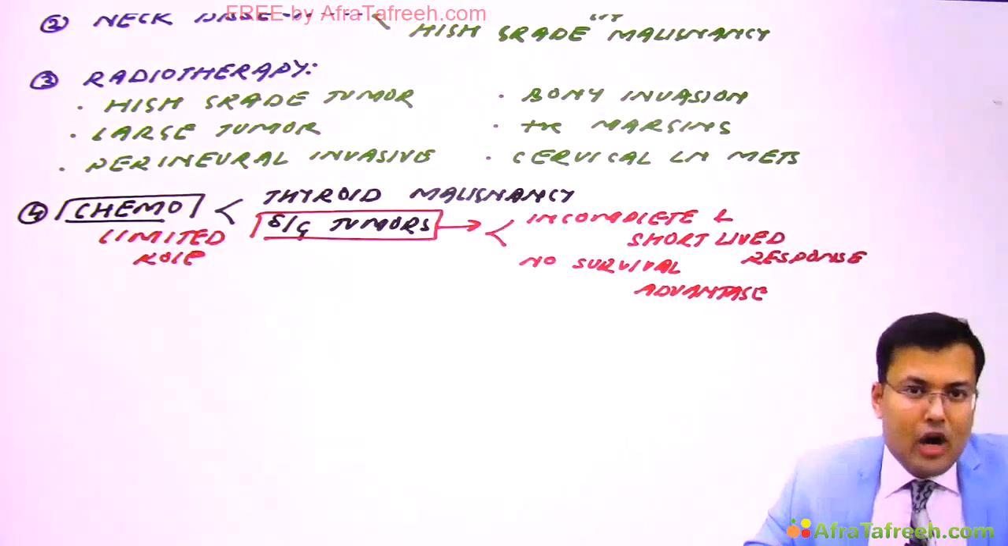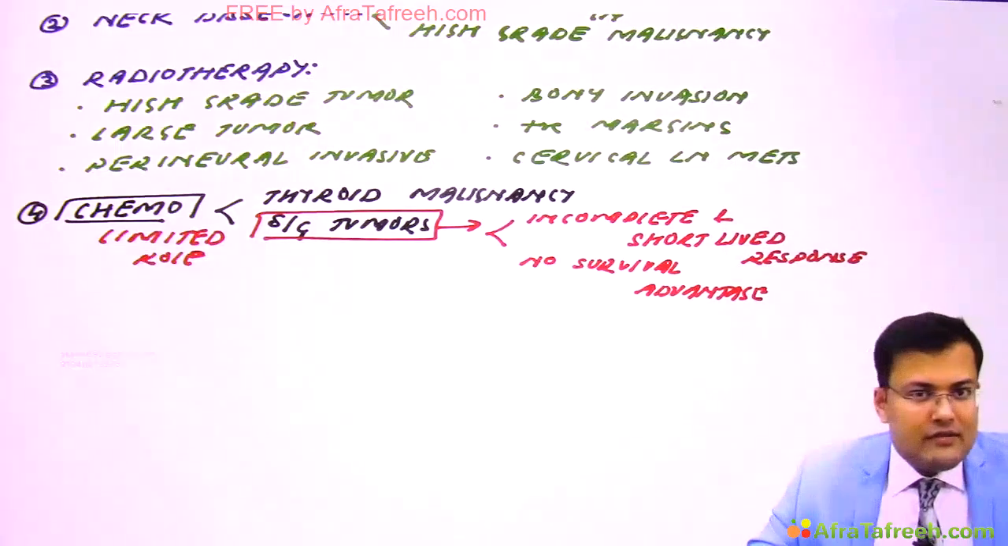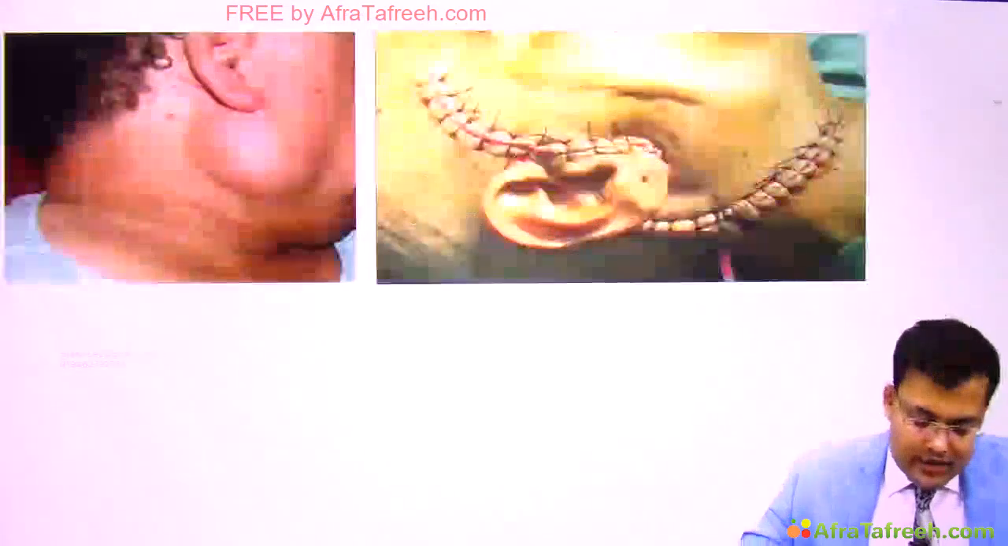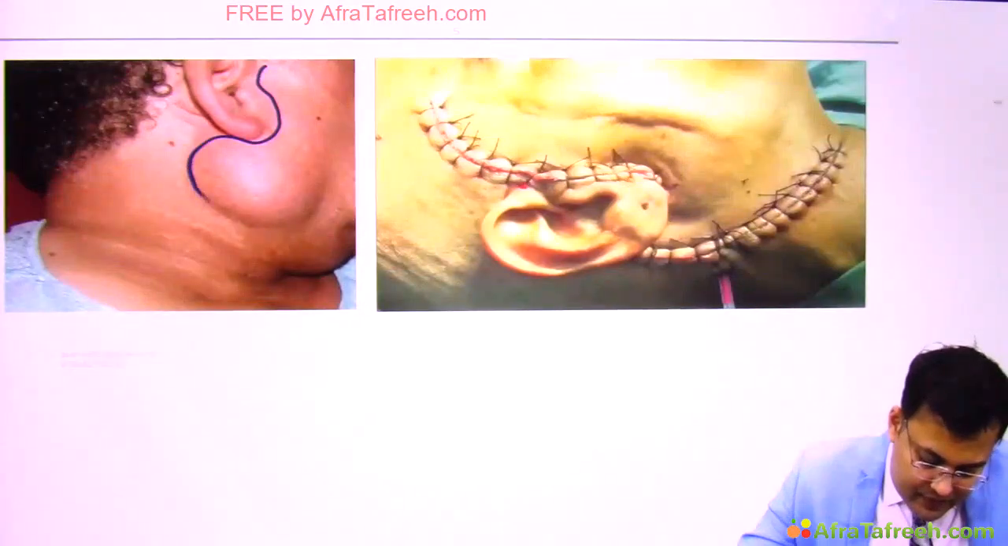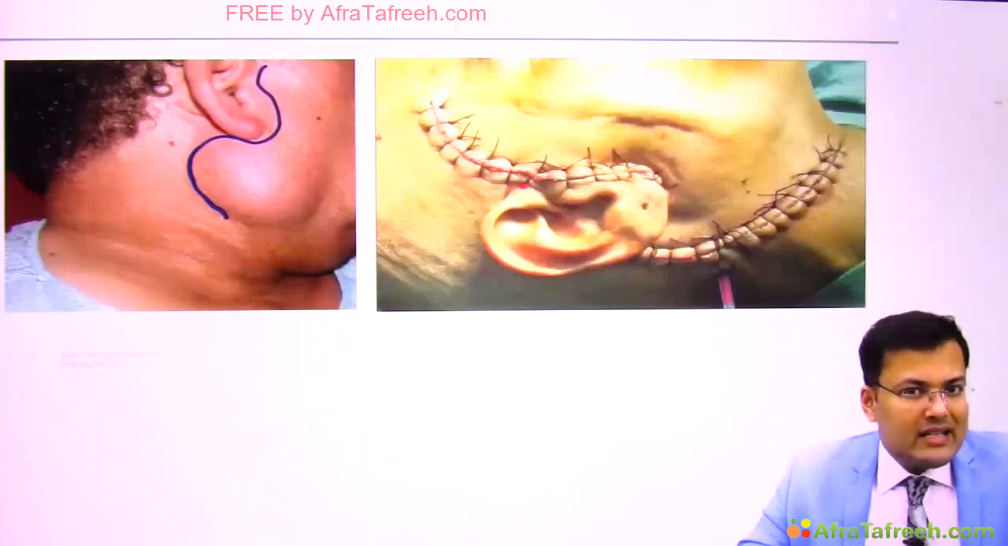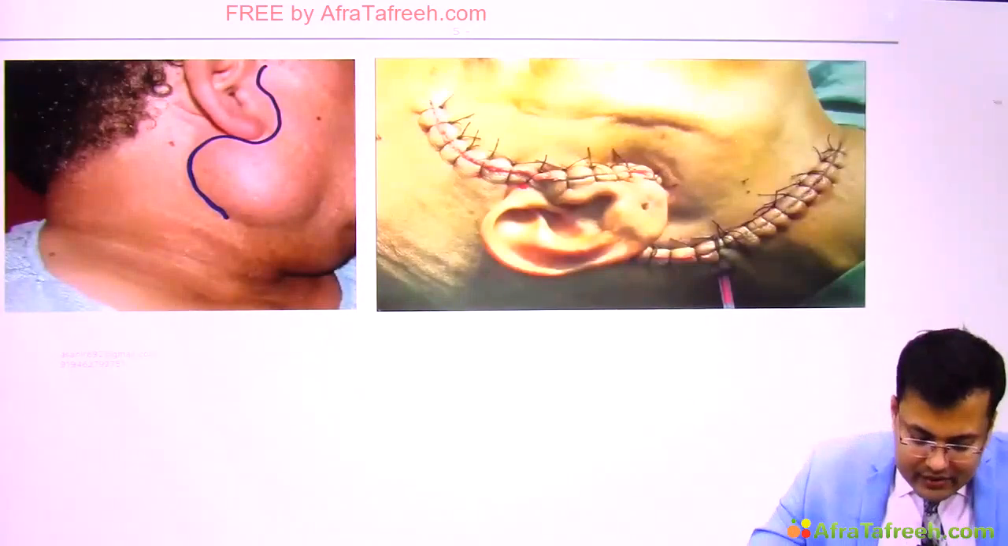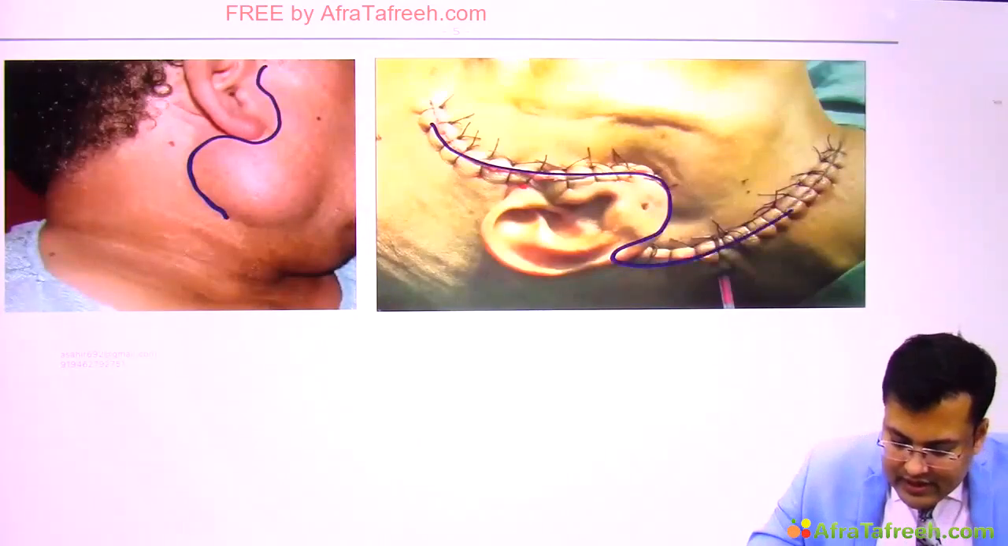These are the management options for salivary gland tumors. One by one we are going to discuss. First we are going to discuss what are the incisions in parotidectomy. So during parotidectomy, what are the names of the incisions? Can you see this? This is looking like S. What kind of S? Lazy S. So this is the lazy S incision. Can you see here? So this is lazy S.